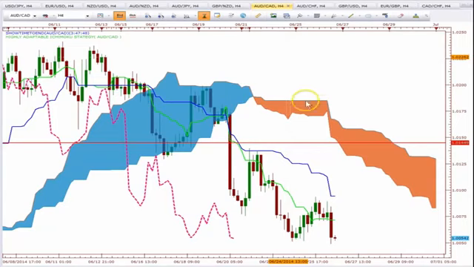All right, here we go. So this is the Aussie CAD. Now we're going to look for price to drop down. Now we need a pullback. So we get a pullback. Now when we get that pullback, we're looking for a way to enter the market. We're going to enter the market off of some price action.